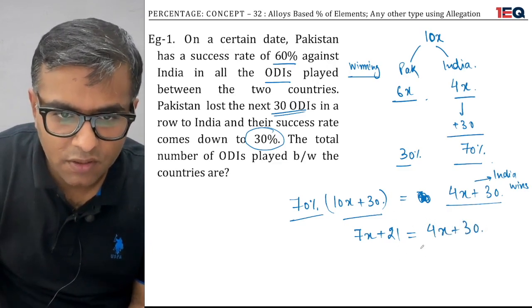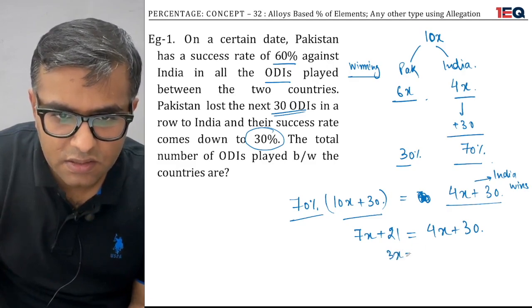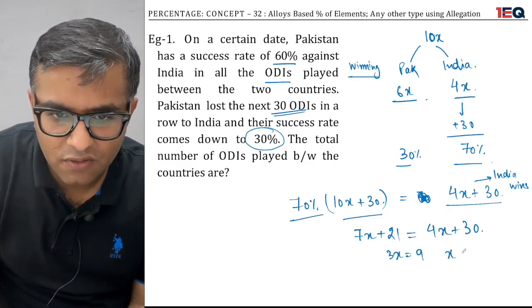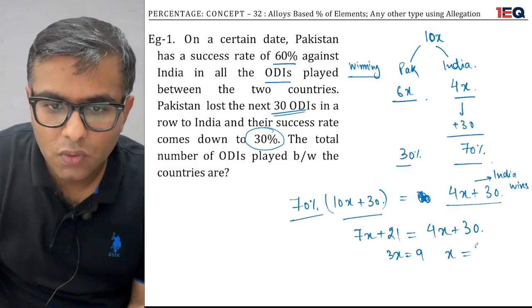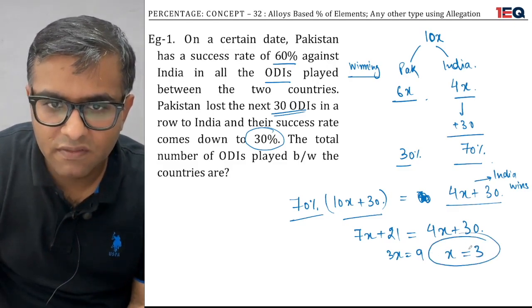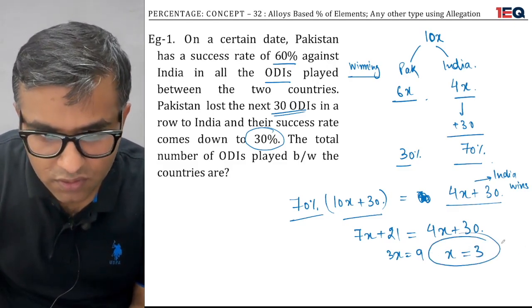This is going to come here. So 3x is equal to 9, and the value of x is equal to 3.